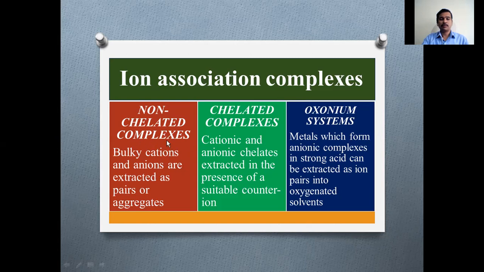That is a very good example for a non-chelated ion association complex. In chelated ion association complexes, the ion association complex will be in the chelated form. It will be either positively or negatively charged. Assume any metal chelate, because chelates are possible majorly in the case of metals. When a metal is treated with a suitable ligand, chelates are going to be formed.